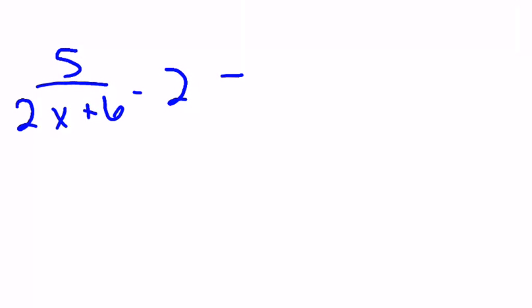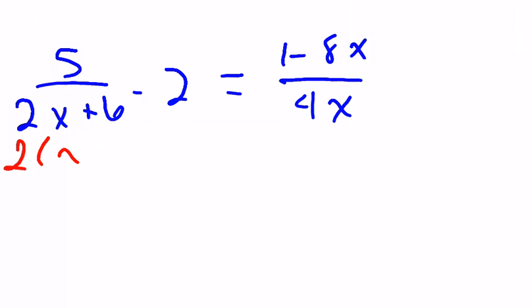Next example, 5 over 2x plus 6 minus 2 equals 1 minus 8x over 4x. Again, if we have something bigger, we always want to factor it so that we can see all of its components, because it may be that we have some things in common. Now if I have a whole number, remember that its denominator is 1.